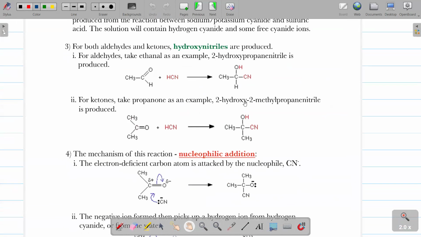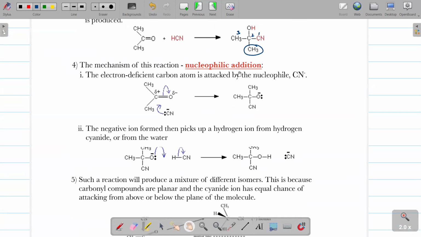So, 2-hydroxy-2-methylpropanenitrile. For the naming, carbon 1, carbon 2, carbon 3. You can see 2-hydroxypropanenitrile. And if you have propanone, then on addition that will give us 1, 2, and 3. Now there is a methyl as well. So 2-methyl, 2-hydroxypropanenitrile. Got it? And the reaction mechanism is nucleophilic addition.